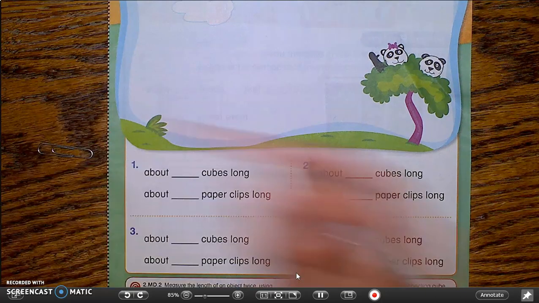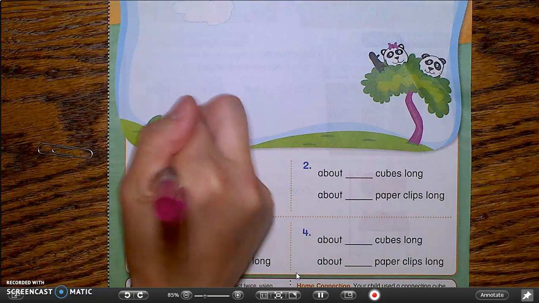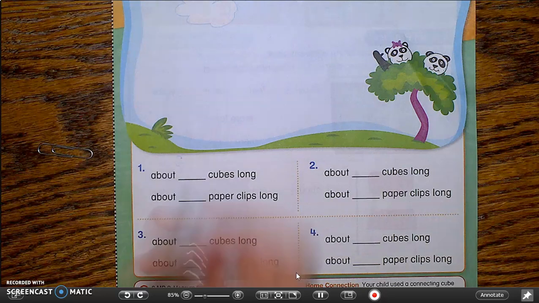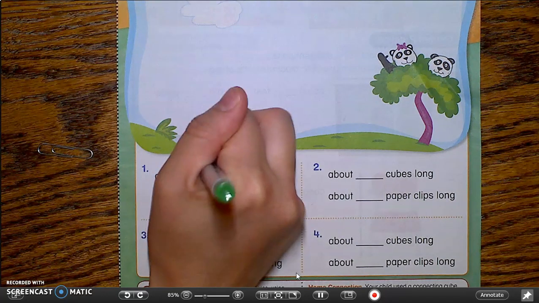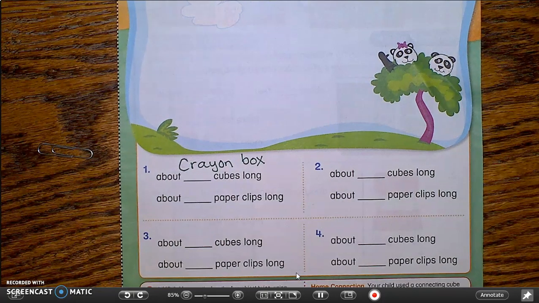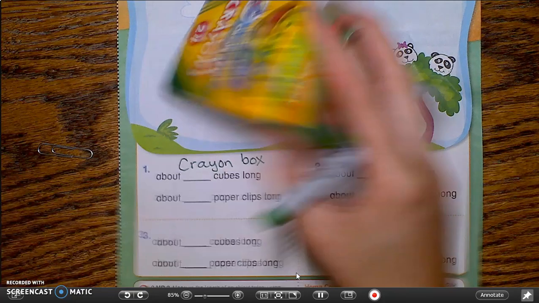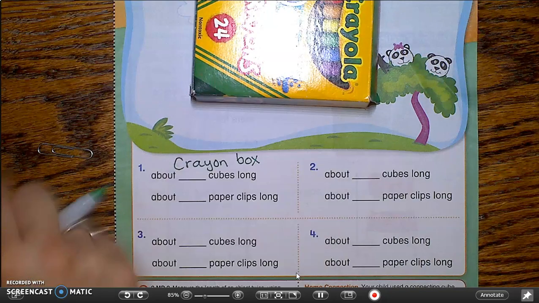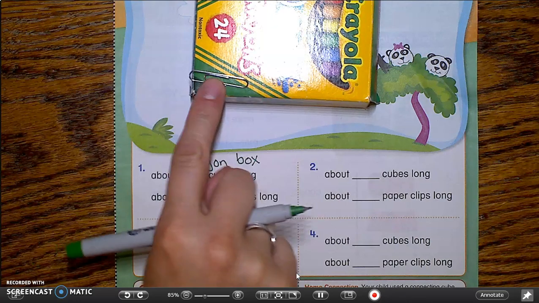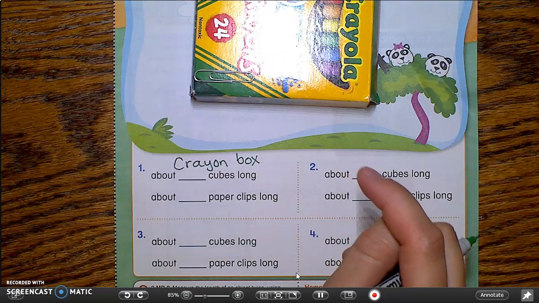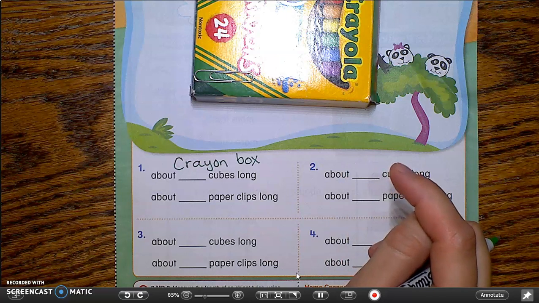For instance, if I want to do a crayon box, I'm going to write my item down. I'm going to first measure it in cubes. I don't have a cube. Then measure it in paper clips. Mrs. Isham, I lost my cube and my paper clip. Find 2 smaller items to use instead.